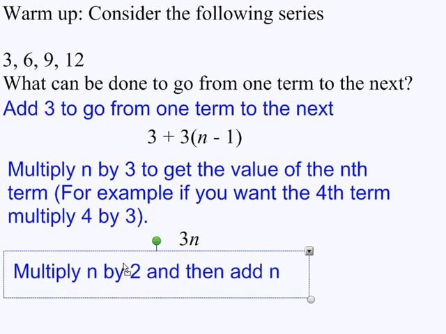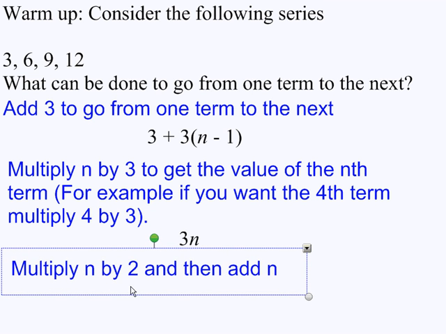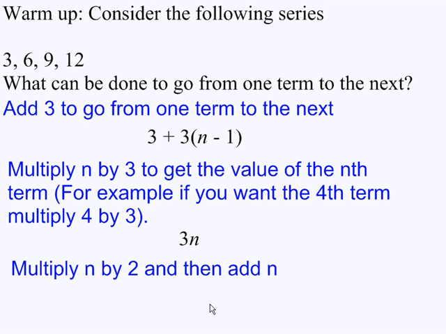Another way to think about it is to multiply n by 2 and then add n. And you can express that in the following way: 2n plus n. So if you want, again, the fourth term, sub 4 for n, multiply it by 2, and then add 4. You get 12. 4 times 2 is 8, 8 plus 4 is 12. And if you want the third term, sub 3 for n, if you want the second term, sub 2 for n, and so on and so forth.